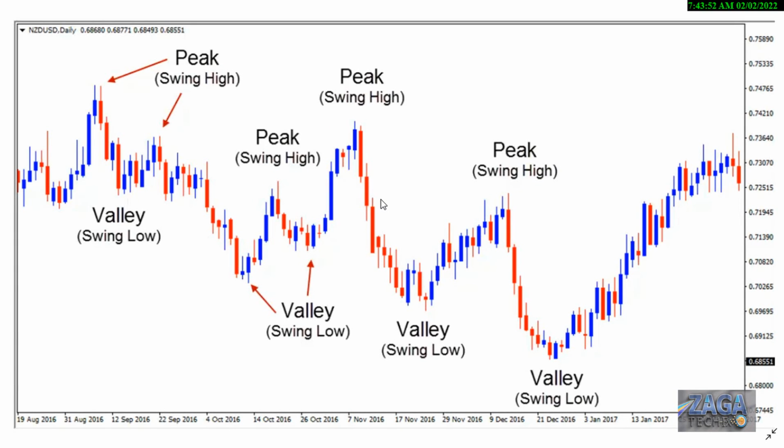Look at the swing high, swing low, swing high, swing low, swing high, swing low, and we have a high here. So we can identify the swing highs and the swing lows, and this is what we are going to connect in order to draw a trend line. So let's move to the next one.